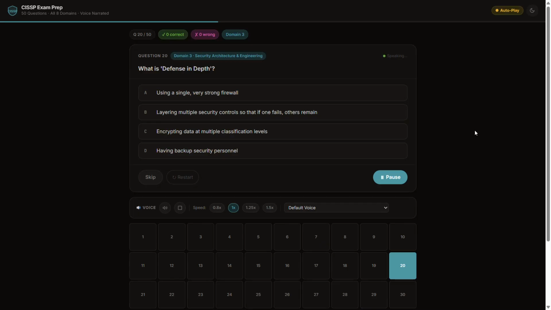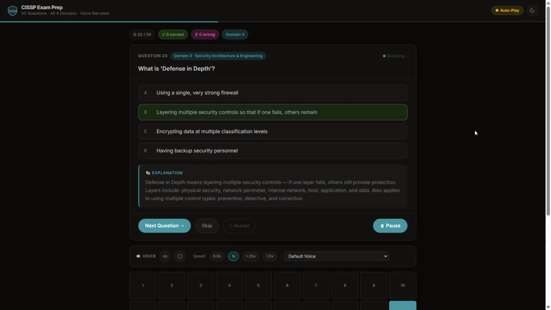Question 20. What is defense in depth? Options: A. Using a single, very strong firewall. B. Layering multiple security controls so that if one fails, others remain. C. Encrypting data at multiple classification levels. D. Having backup security personnel.